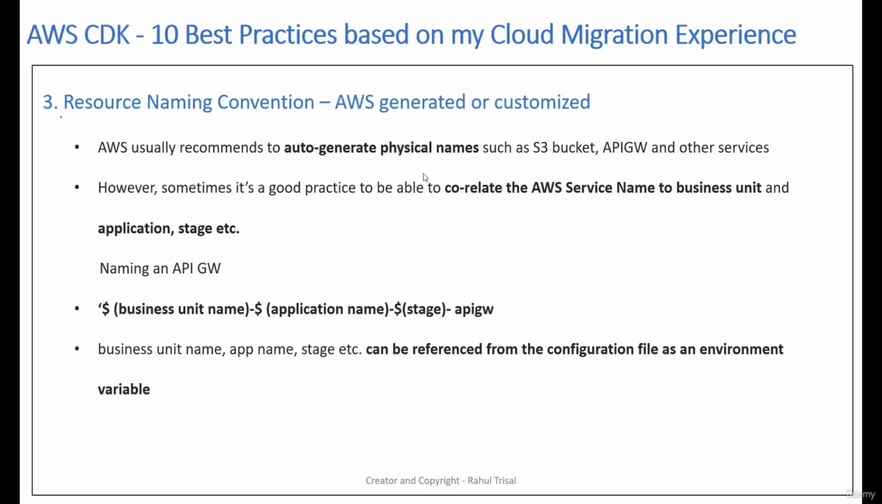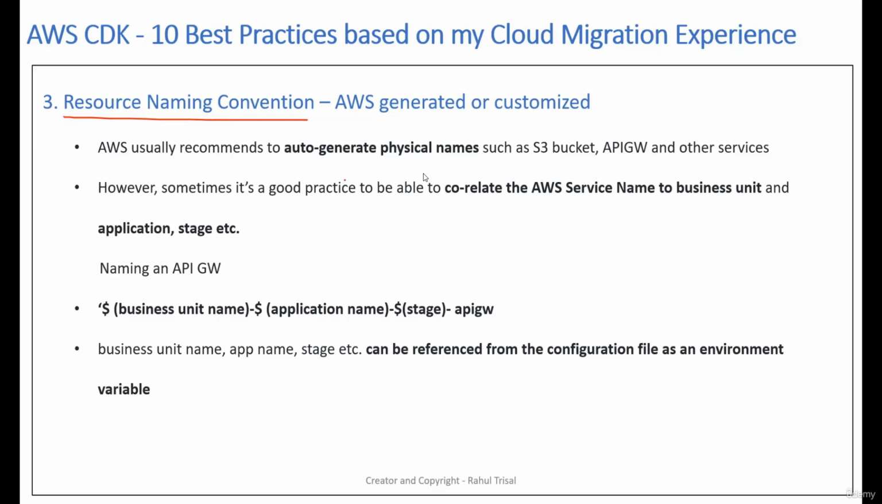The third one is the resource naming convention. So there are two possible options on how you can name a resource. So let's consider an S3 bucket. Either it can be an AWS generated resource name or physical name of that S3 bucket, or you can hard code the value of the S3 bucket name. If you remember in the CDK constructs, it's an optional attribute. Now what AWS recommends is that you do not hard code the value.